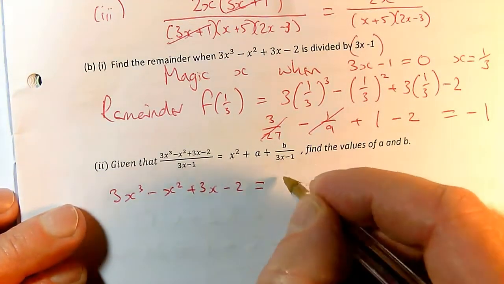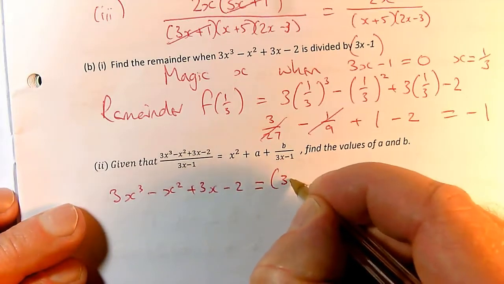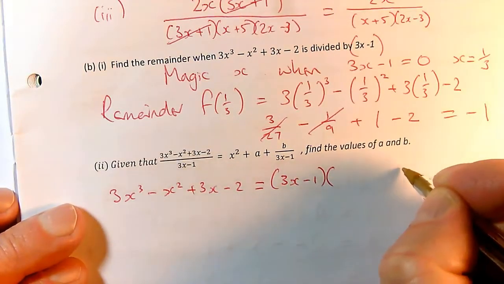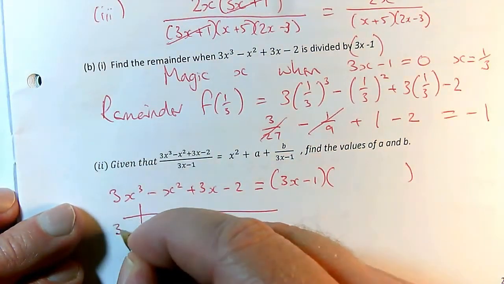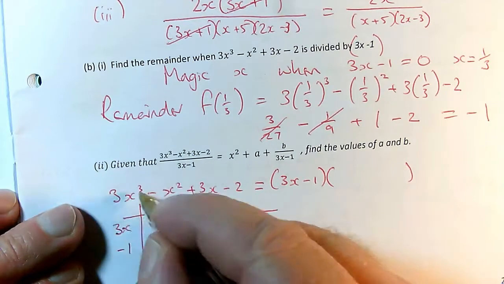I'm going to do algebraic division. So I'm going to say the thing I'm dividing by, 3x minus 1 times some bracket plus some remainder, is going to equal this. Set up the grid. So in my grid I need 3x minus 1. I need to create a 3x cubed.